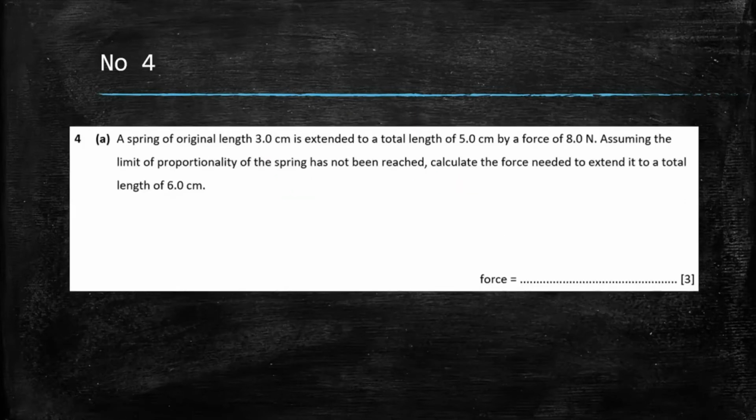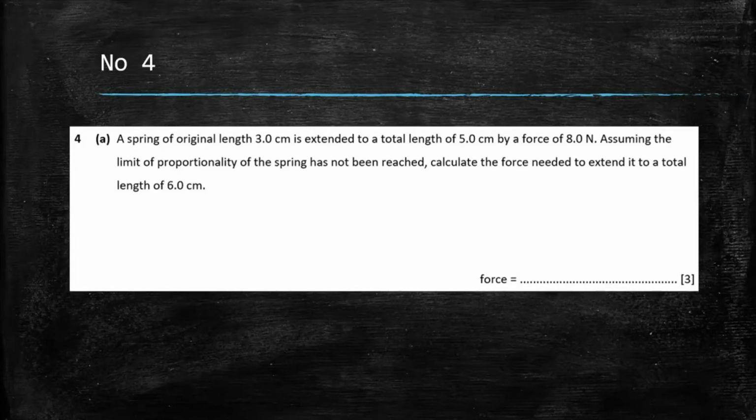We continue with question number 4a. A spring of original length 3.0 cm is extended to a total length of 5.0 cm by a force of 8.0 Newton. Assuming the limit of proportionality of the spring has not been reached, calculate the force needed to extend it to a total length of 6.0 cm.